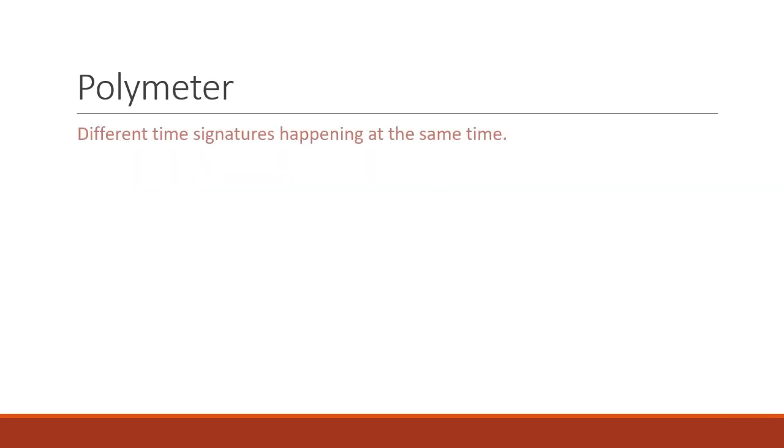Polymeter happens when 2 different time signatures are going on at the same time. This is different from polyrhythm. Polymeter happens across measures, and it sounds like 2 or more different streams of time signatures.